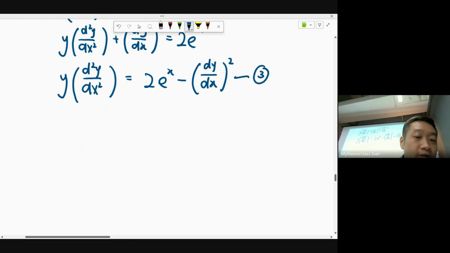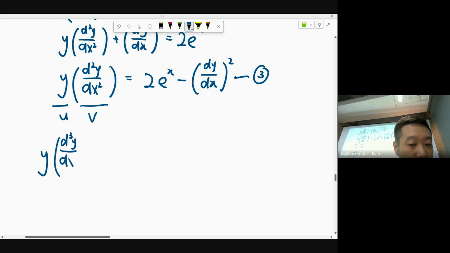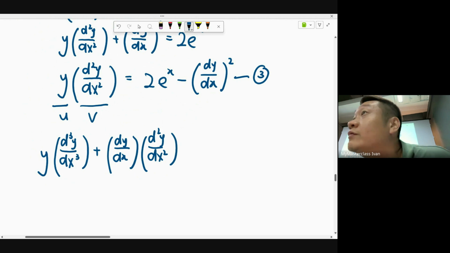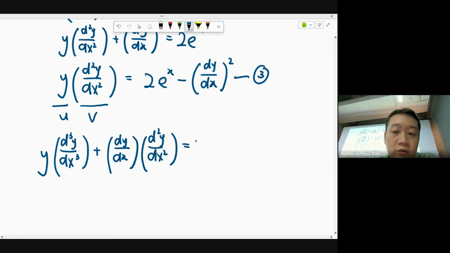Now equation 4. This is u, this is v. Okay, differentiate it again. Keep y, differentiate d2y, d3y over dx cubed, plus differentiate the u, dy dx times d2y over dx squared. So your implicit differentiation, product rule, quotient rule, all this must be very strong. Okay? It's 3 marks but it's very easy to screw up. Equals 2e power x, differentiate still 2e power x, right or not?